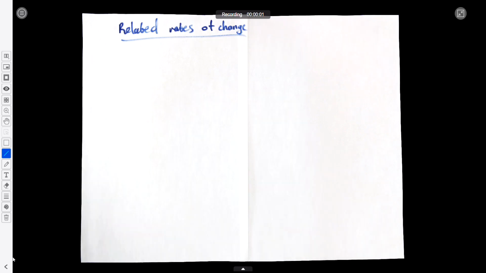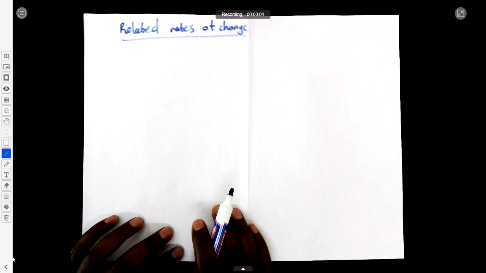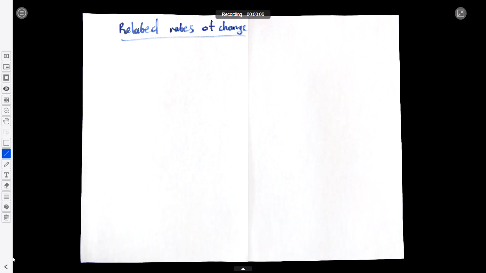Where do we normally use related rates of change? For example, if you were doing civil engineering, say there is a bridge. We might talk about the beams supporting the UDL, the uniform distributed load of the tar road. At some point there is what we call deterioration.